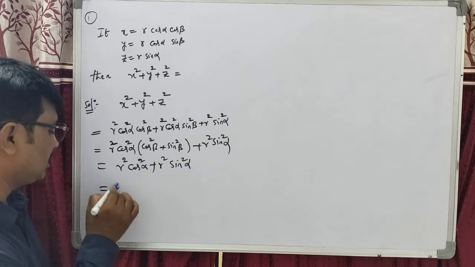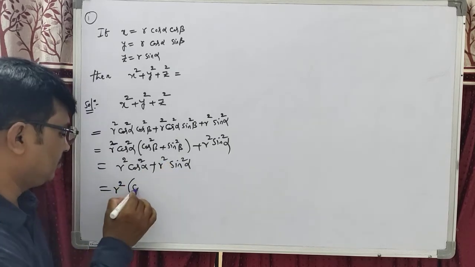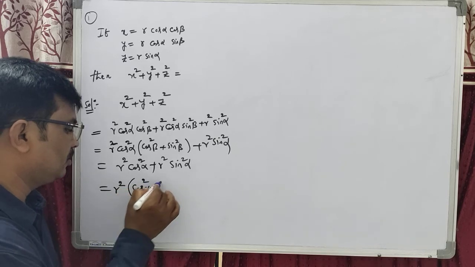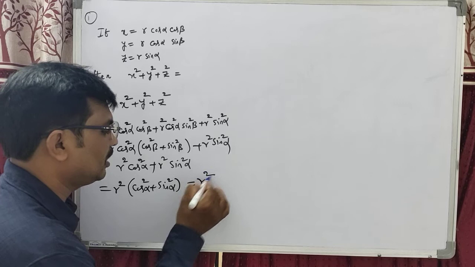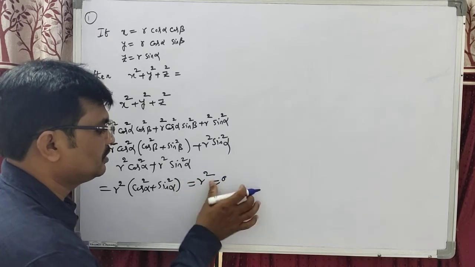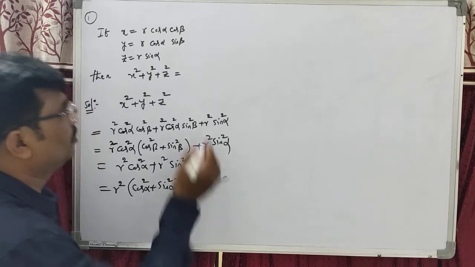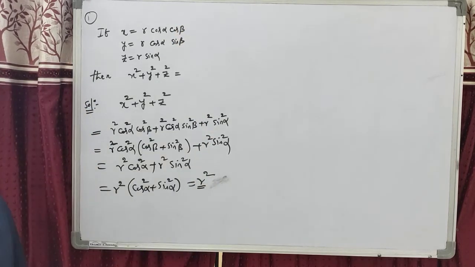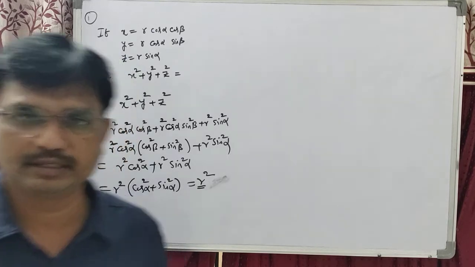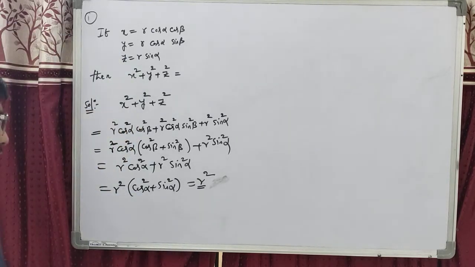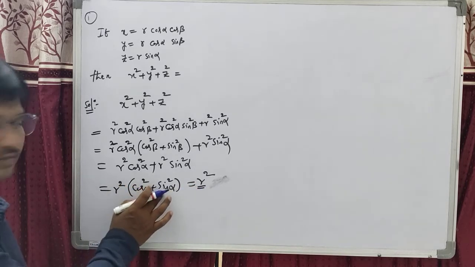Dear students, r square into cos square alpha plus sin square alpha, and cos square alpha plus sin square alpha is 1. This is r square. Now in this we can observe that we have removed alpha and beta. Write down, students, this is called the elimination method. This is r square, since cos square alpha plus sin square alpha is 1.